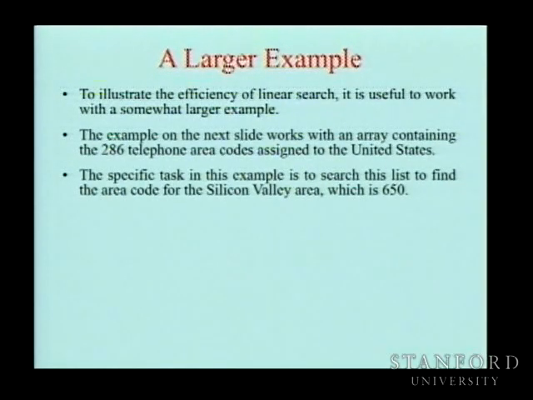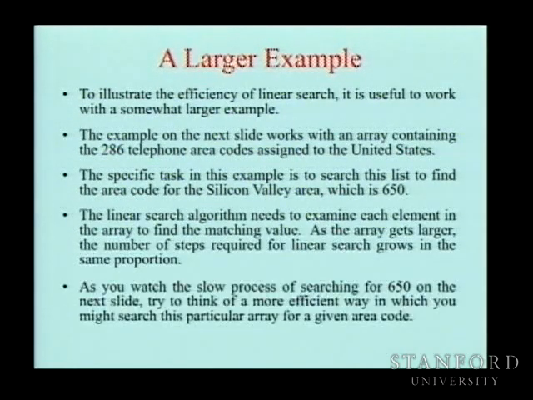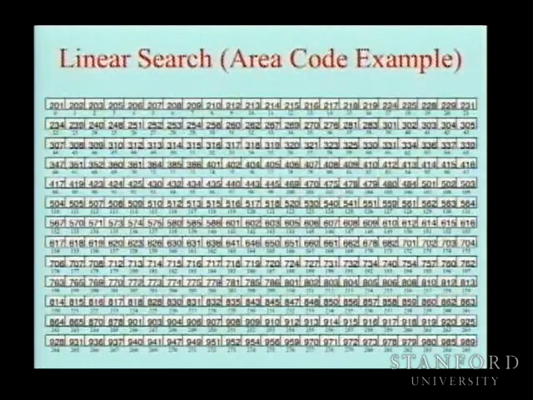here is a rather larger data set, the 286 area codes, the 3-digit numbers that come before the rest of the 7 digits in your phone numbers. And we're trying to find 650, which is this county's area code. So here's a larger array. What would happen if we were searching in this? Well, it depends. If we have a fast computer, it may not matter. There's only about 300 numbers here, and doing something 300 times is something that computers are reasonably good at.